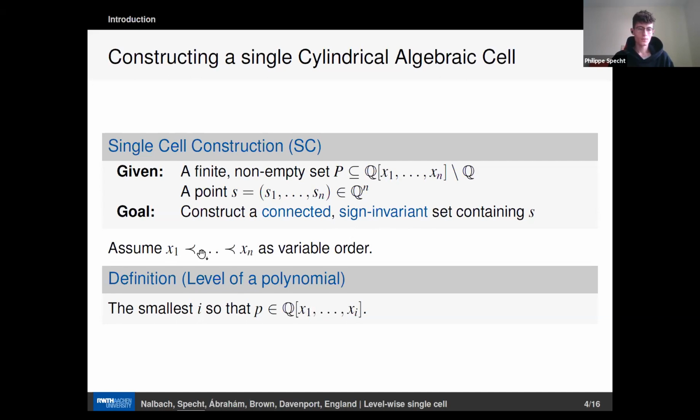Just as a side note, I will also assume this variable ordering throughout this talk. So x1 is always the smallest variable, and xn the greatest. When we have this given, we can define the level of a polynomial as the smallest i so that xi appears in P. This essentially transfers the notion of the dimension for spaces to polynomials, so the dimension corresponds to the level.